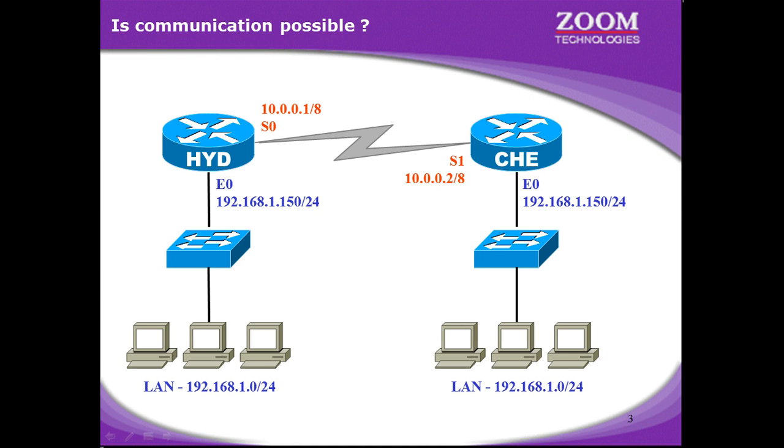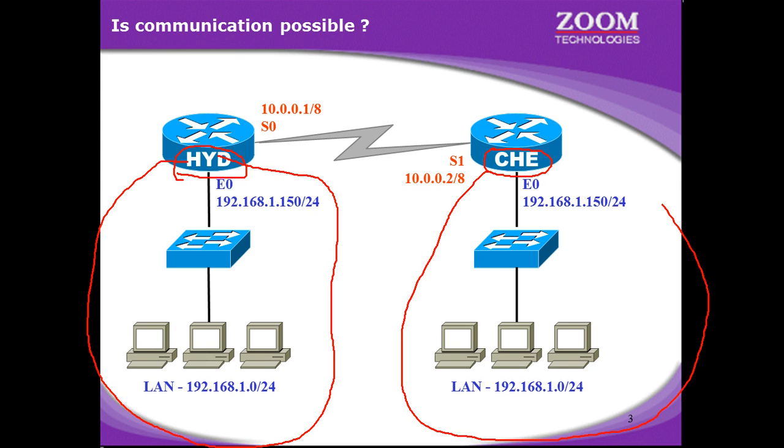Now you have an example here. Is the communication possible here? This is a Hyderabad location, a place in India, and another is Chennai, another place. They both are connected to each other. If you see, this is the LAN of the Hyderabad network, and this is the LAN of the Chennai network. Is the communication possible?